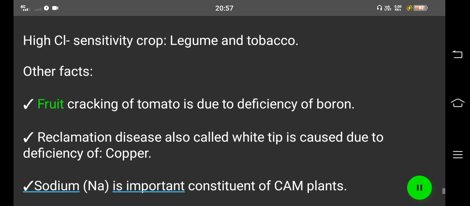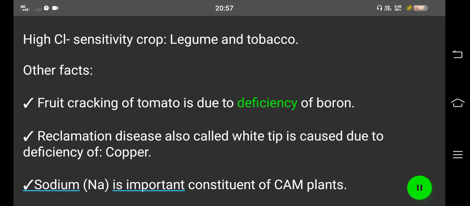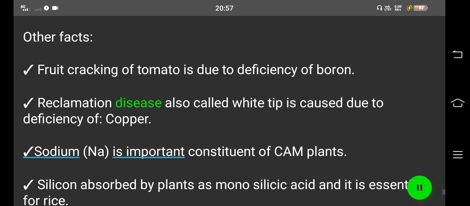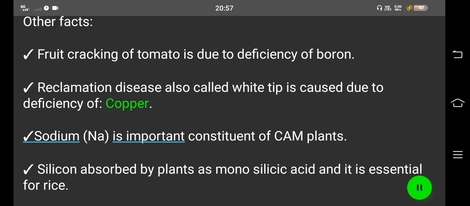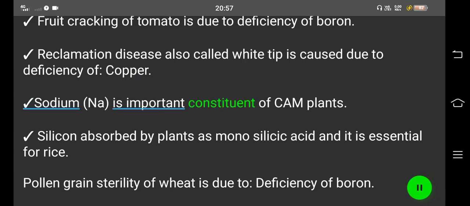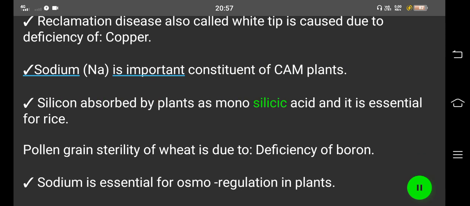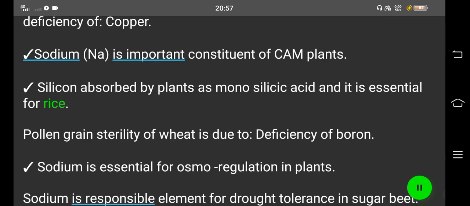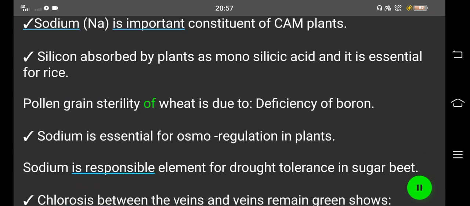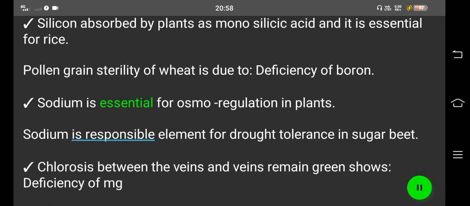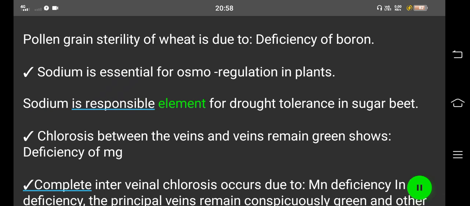Other facts. Fruit cracking of tomato is due to deficiency of boron. Reclamation disease, also called white tip, is caused by deficiency of copper. Sodium, Na, is an important constituent of CAM plants. Silicon is absorbed by plants as monosilicic acid and it is essential for rice. Pollen grain sterility of wheat is due to deficiency of boron. Sodium is essential for osmoregulation in plants. Sodium is the responsible element for drought tolerance in sugar beet.